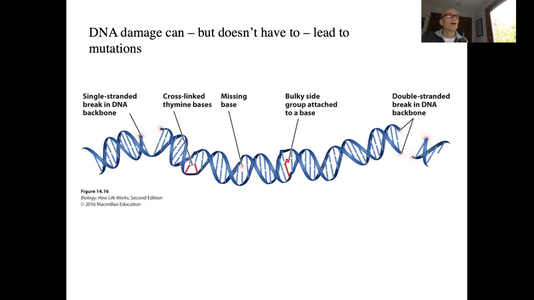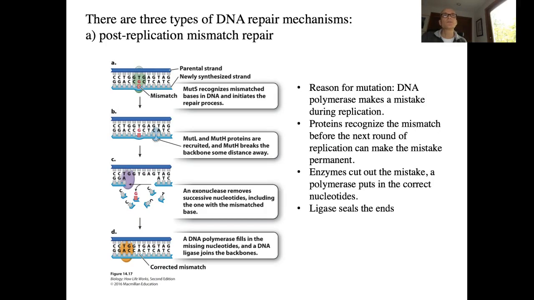Okay, so there are three repair mechanisms that I'll go over. They are relatively similar in some ways. They reuse a number of enzymes, but they have some specific enzymes that they also use. So the first one of these three types of DNA repair mechanisms that we'll discuss in this class is the post-replication mismatch repair. And the post-replication mismatch repair is just like the name suggests.